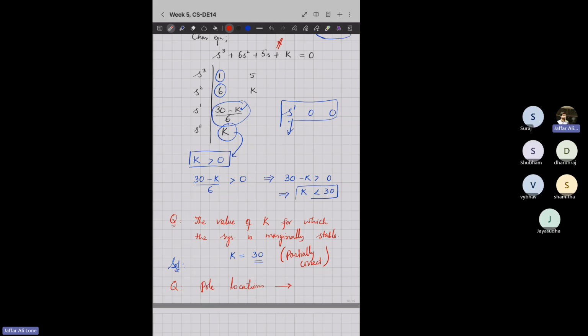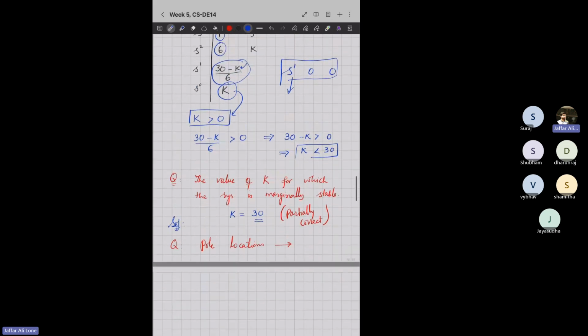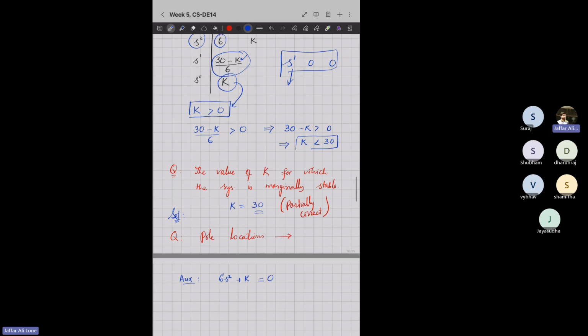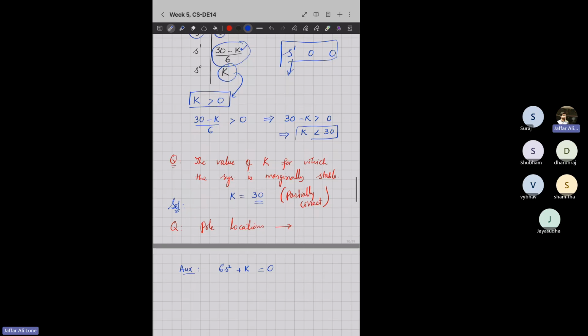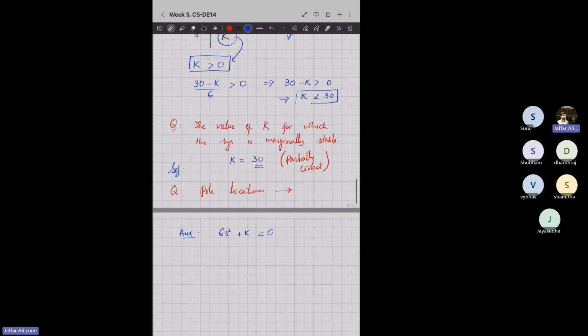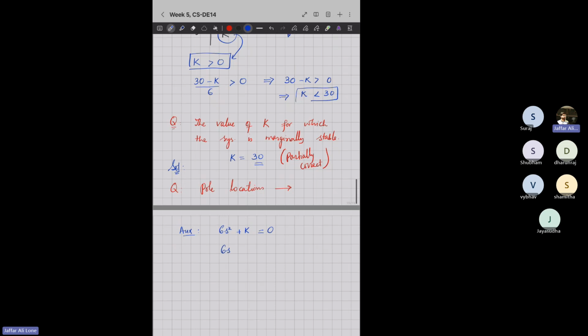When you got the row of zeros, then you find the auxiliary equation, which is found by using the elements of the row preceding the row of zeros, which is s square in this case. So my auxiliary equation will be 6s square plus k equal to 0. We already know the value of k for the system to be marginally stable is 30. So 6s square plus 30 is equal to 0.